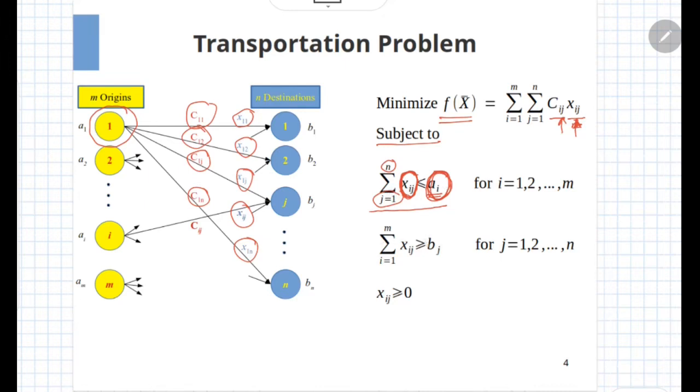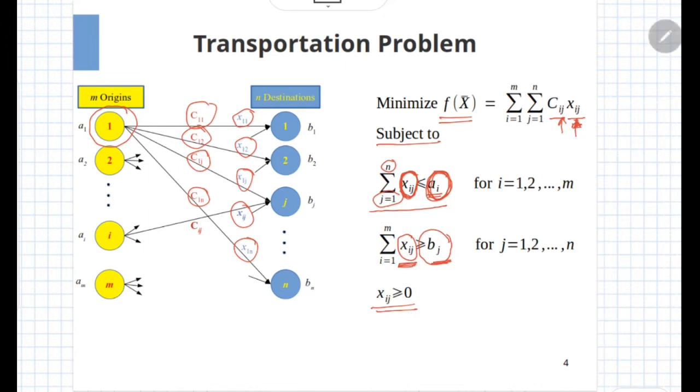Similarly, for destinations, each of the destination is demanding a quantity which is given by Bj. If you sum up the quantities which is received from different origins, it should be higher than what is demanded. So these are the two constraints which are there on this transportation problem. And of course the quantities cannot be negative. So all the quantities, the unknowns which we are trying to find out, they are positive.